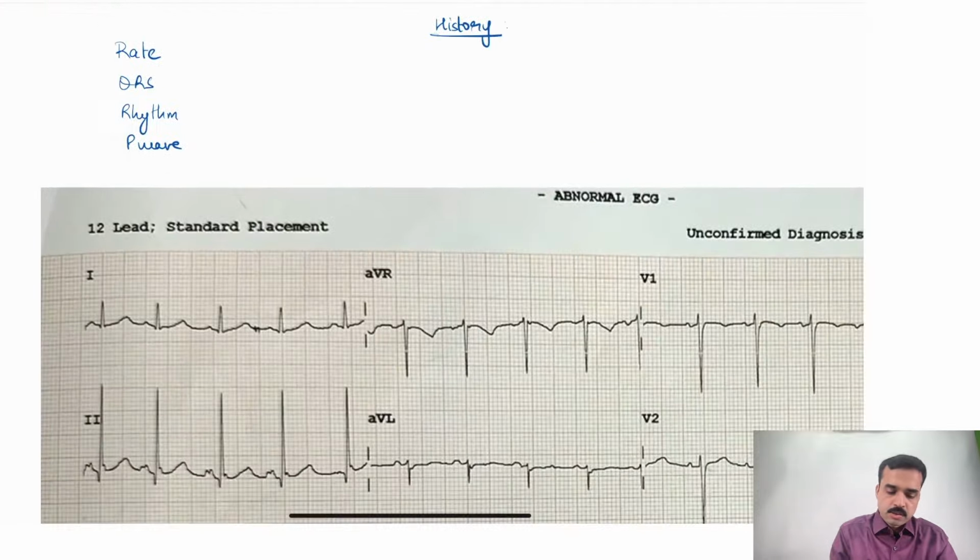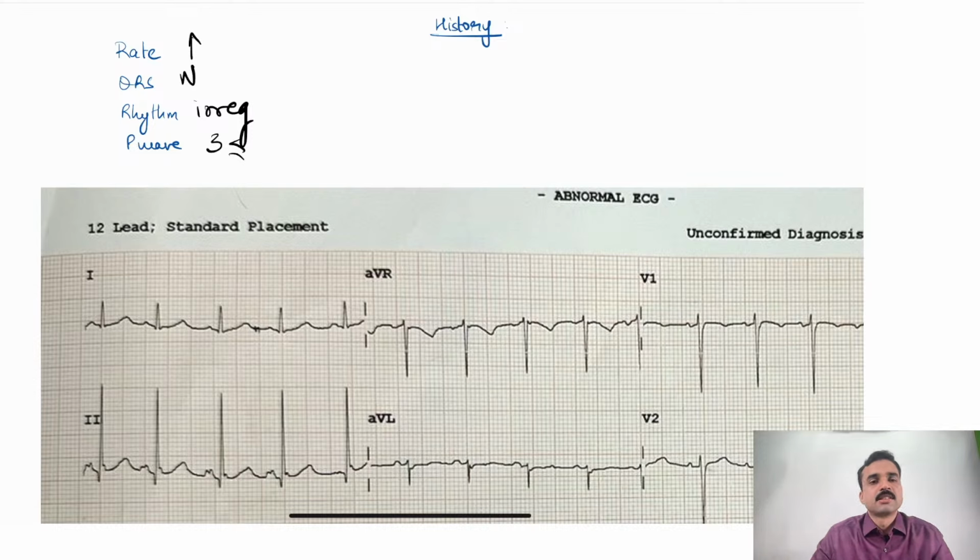Okay, so rate is increased, QRS is narrow, rhythm is irregular. And P wave is present but with 3 or more morphologies. So this makes it multifocal atrial tachycardia.